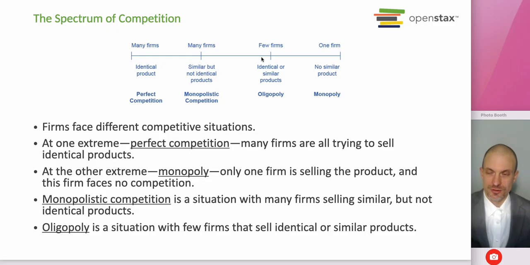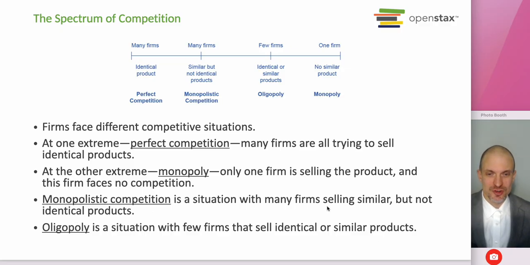Or electric vehicles. Okay. Firms face different competitive situations. At one extreme, perfect competition: many firms are selling identical products. At the other extreme, monopoly: only one firm selling the product, and this firm faces no competition, though they might have to worry about entry, right? Because they need barriers to entry to protect their monopoly power, because they don't want an oligopoly.